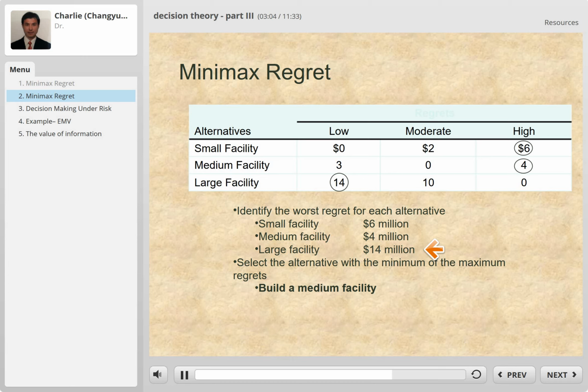Now here is the decision. We select the alternative with the minimum of the maximum regrets. So we choose the smallest regret here, which is $4 million. So we decide to build a medium facility.